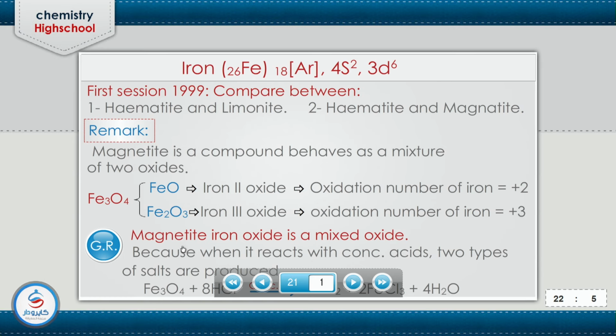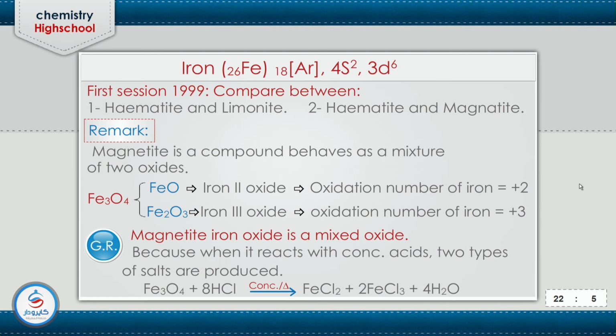Give reason: magnetite iron oxide is a mixed oxide. That's because when it reacts with concentrated acids, two types of salts are produced, as in the equation. Magnetic oxide Fe3O4 plus 8 moles of concentrated HCl in the presence of heat produces FeCl2, ferrous chloride, plus 2 moles of ferric chloride FeCl3, plus 4 moles of H2O.